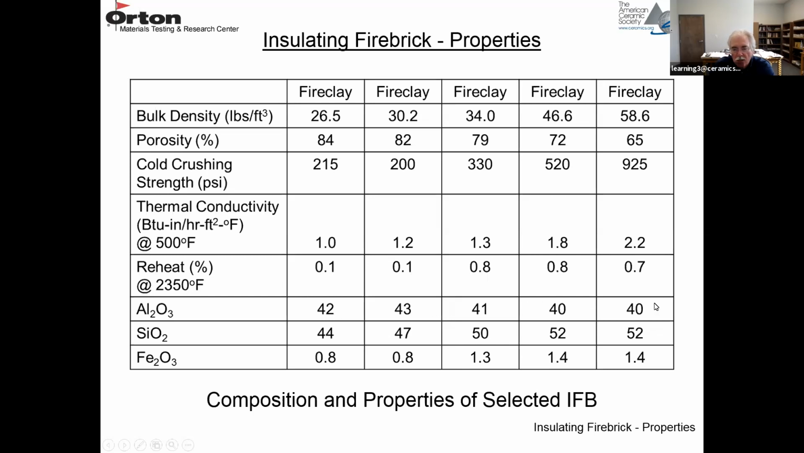And these are the alumina contents, about 40%, the silica contents, about 50%, and then one of the impurities that are present. Not all the impurities are obviously listed here. So these are from actual data sheets. So the impurity levels are probably affecting these properties up here, like the cold crushing strength. So there's certainly a glassy phase present in these materials based on the impurities.